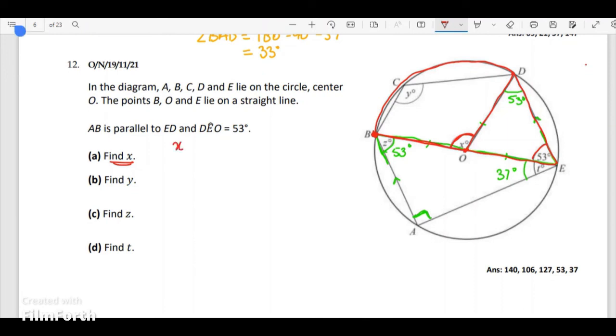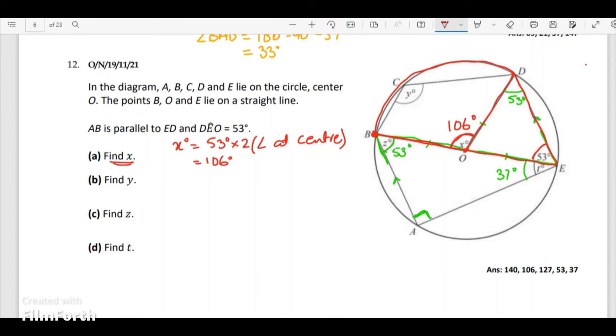So x degrees would be equal to 53 degrees times 2. Why? Because it is the angle at the center. Okay, 53 times 2 is 106 degrees. This is your x right there.